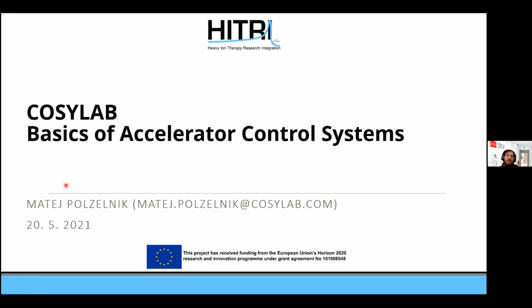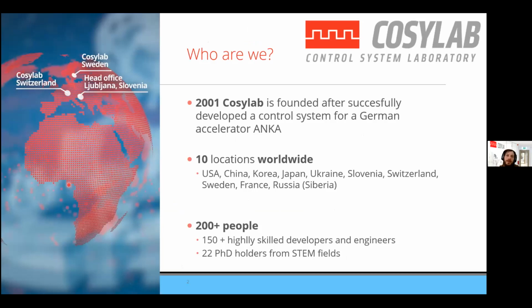First of all, who are we to talk about control systems? In 2001, CozyLab was founded, after a group of students developed a control system for a German accelerator, Anka. From then on, we grew to 10 locations worldwide, and we have more than 200 people employed, more than 20 PhDs in STEM fields.